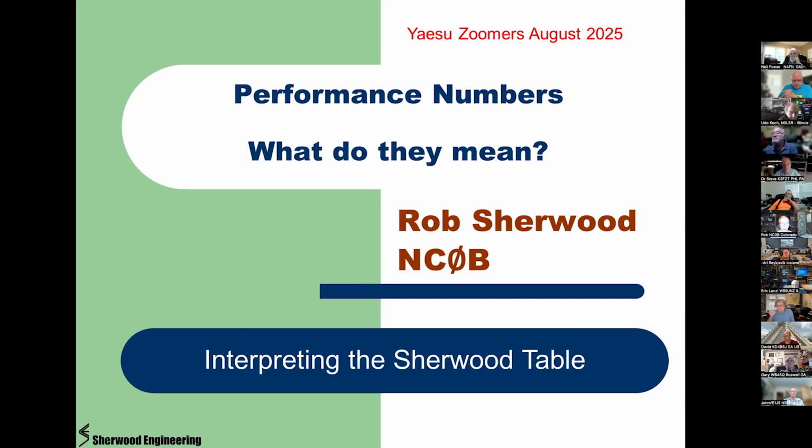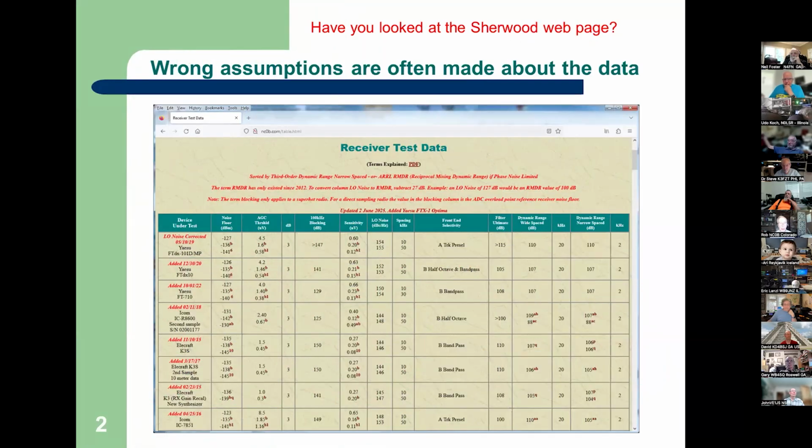So, of course, a lot of people go to my website and sometimes they make assumptions that are not correct. So we're talking about interpreting my website. Okay, so there's the top 8 radios. If this looks familiar, you've been to my website, and we're going to talk about what these columns mean and sometimes the mistakes that people make that I'm trying to fix.